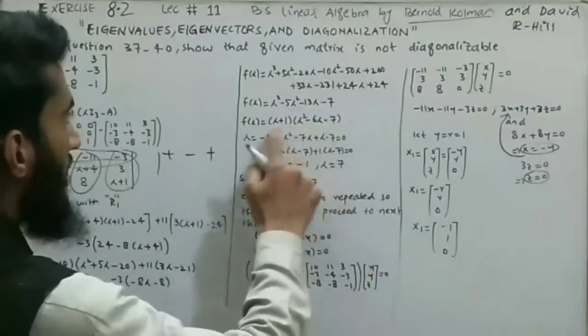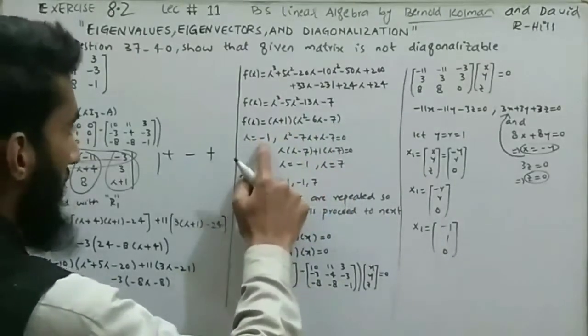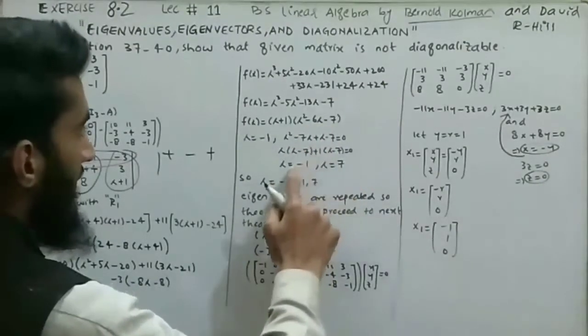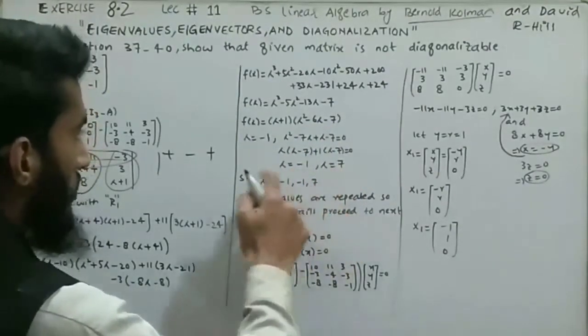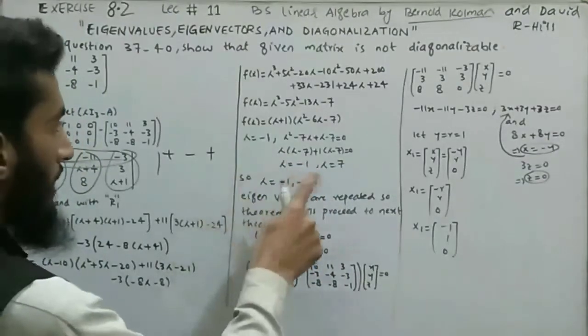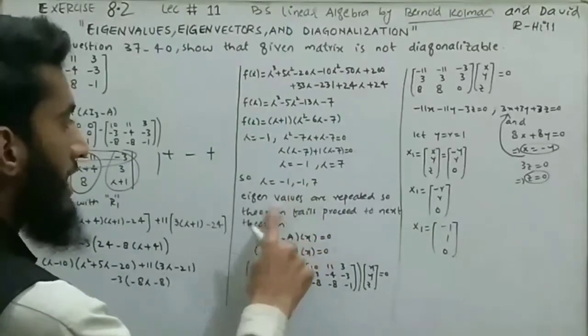Now over here, by simplification, it becomes (lambda plus 1)(lambda square minus 6 lambda minus 7). From lambda plus 1, I get lambda is equal to negative 1. And from lambda square minus 6 lambda minus 7, by factorizing, I get lambda is equal to minus 1 and lambda is equal to 7. So over here, three values of lambda, the eigenvalues, are generated: minus 1, minus 1, and 7. So minus 1 is repeated; the eigenvalues are repeated.